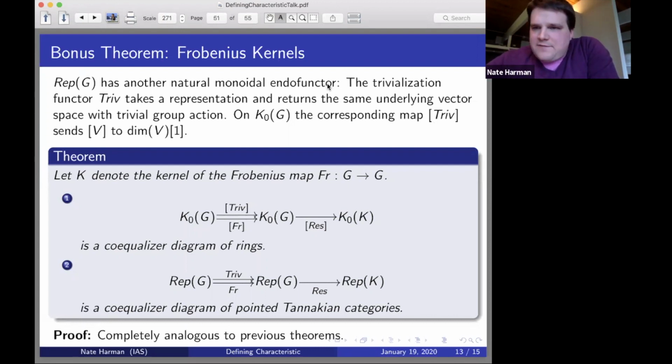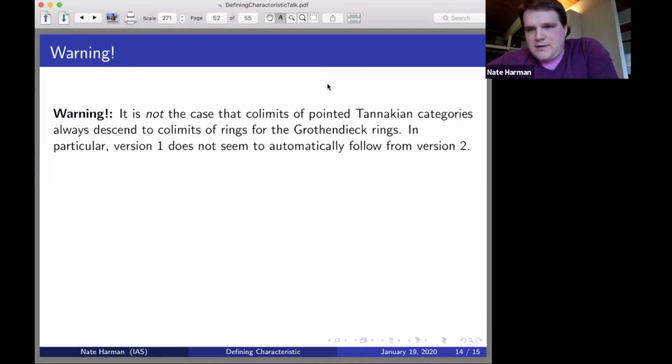So that's basically it for actual content. I do want to issue a warning that it's not the case that these statements about co-limits of pointed Tannakian categories always descend to the Grothendieck ring. I don't know for co-equalizers. I don't have an example where it fails for co-equalizers, but it does fail for push-outs. I can have a push-out of pointed Tannakian categories which does not descend to a push-out of rings for the Grothendieck rings.